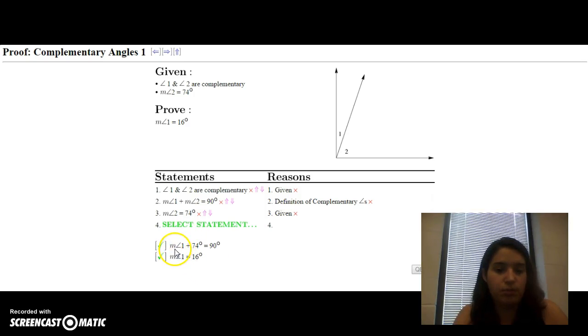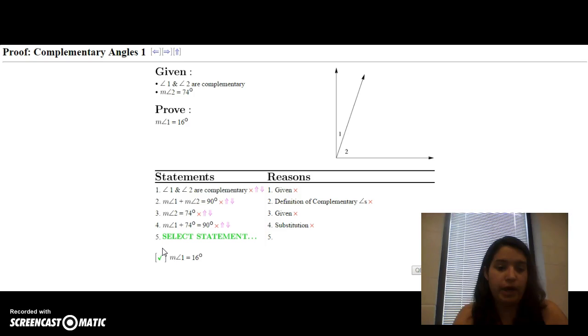Next, we would see that the measure of angle 1 plus 74 degrees is equal to 90 degrees. Now this is a statement that's based on our number 2 statement. And what it's doing is it's actually substituting in the measure of angle 2 to be 74 degrees. My reason there, as I said, would be substitution, because we know that the measure of angle 2 is 74 degrees, and we also know that you need to add up those angles because of the definition of complementary.